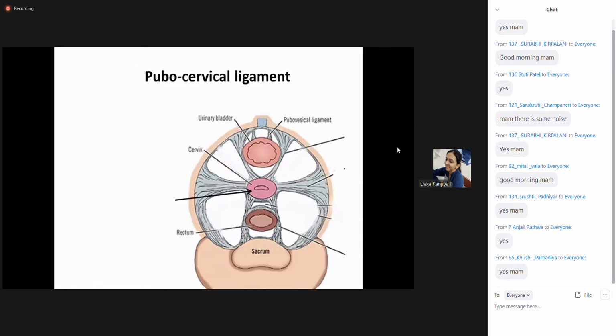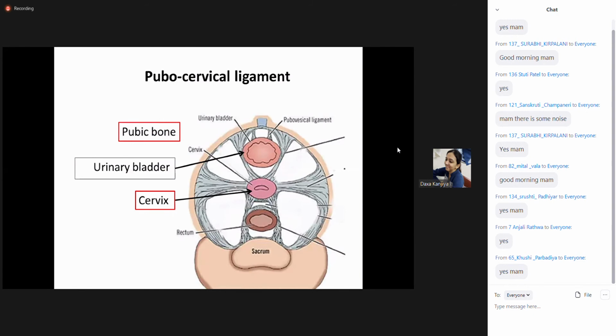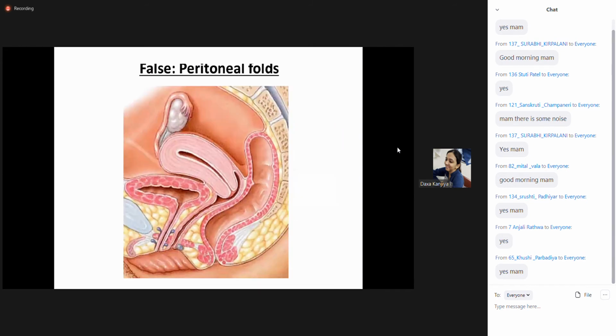Pubocervical ligament extends from the cervix forward on either side of the urinary bladder to the pelvic surface of the body of the pubis. Again, it is a condensation of the endopelvic fascia. So you have seen the round ligament of the uterus, then three cervical ligaments: transverse cervical ligament, uterosacral ligament, and pubocervical ligament. These are the true ligaments.